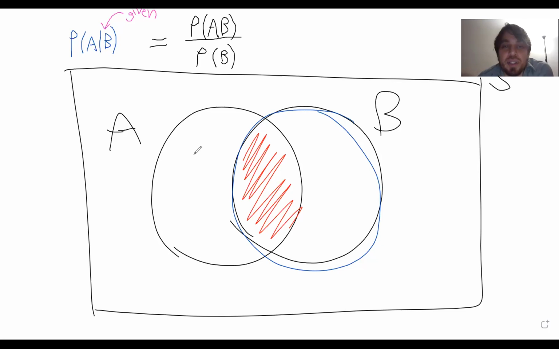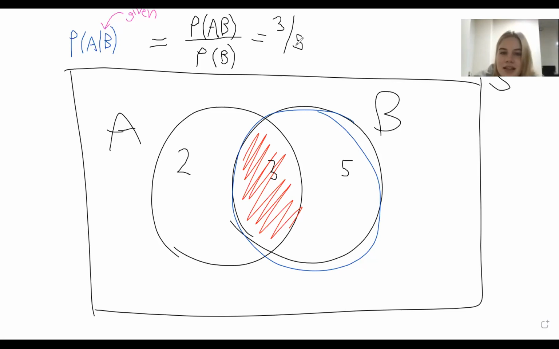Yes. Okay. So if there were 2 things here, and there were 3 things here, and there were 5 things here, then this probability would be 3/5. Yes, exactly. I mean 3/8. Oh, okay. Because 3 of the red things are in the B. Wait, oh, wasn't it?